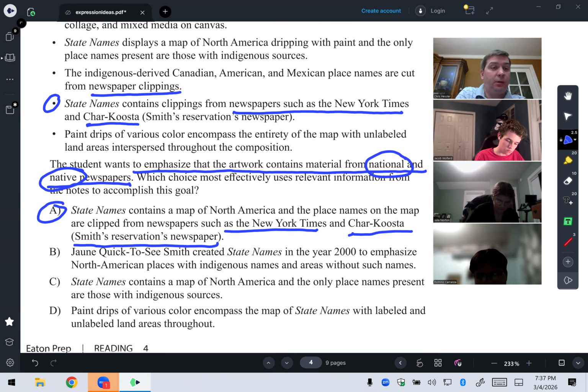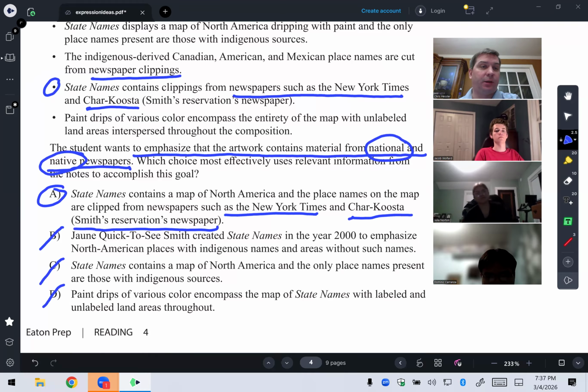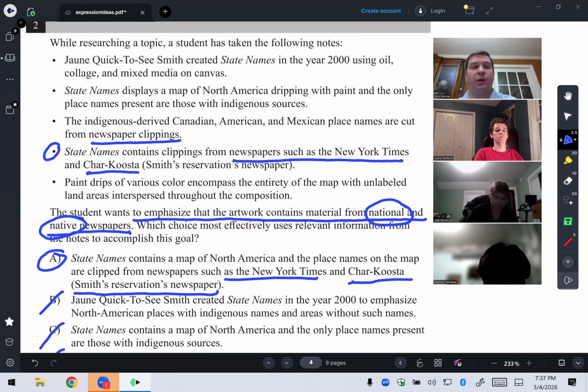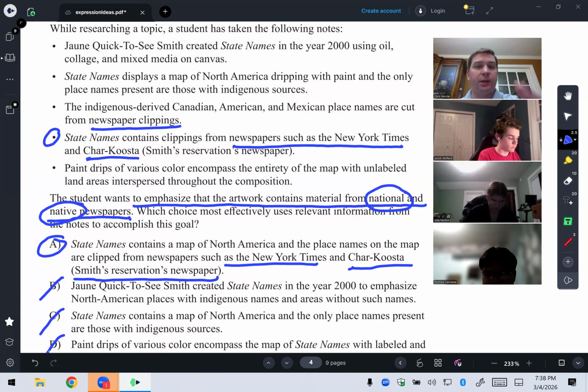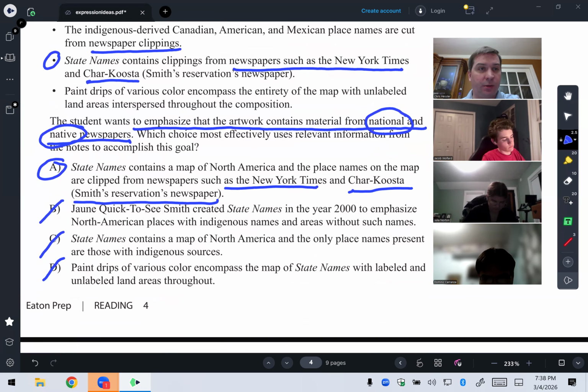That one was A. I like just underlining what I'm looking for because I think it makes these a lot easier because there's a lot of extraneous information. We don't care about the paint drips, I mean, this sounds like an interesting artwork, but once you just hone in on what you need, I only need national and native newspapers. It makes these easier, I think.